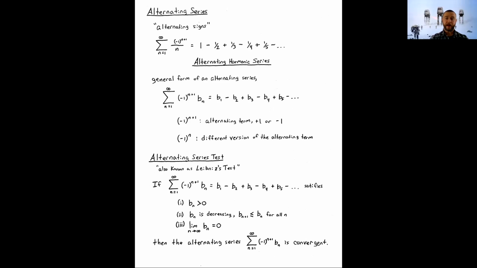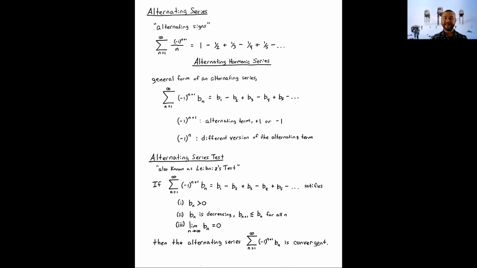All right, now the other part of that nth term, the factor b sub n, is going to play a role in what's called the alternating series test, which we have stated here. There are a few conditions or criteria for the alternating series test. This is also known as Leibniz's test. This was first discovered and used by Leibniz, one of the co-discoverers of calculus, like Newton.